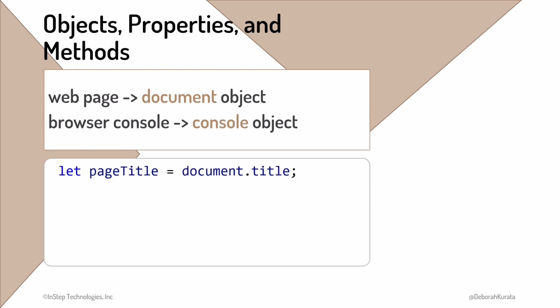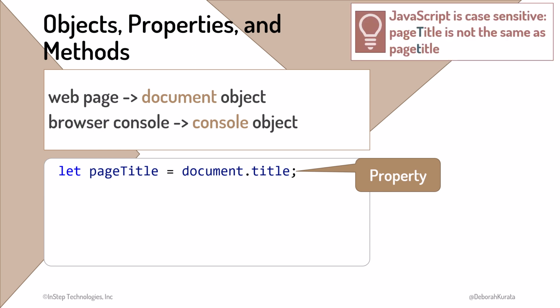To read the value of a property, we use the object name, a dot, or period, and the property name. Here we define a variable and use the title property to assign the variable to the document's title. An important note here, JavaScript is case sensitive. That means that a variable name pageTitle with an uppercase T is not the same variable as pagetitle with a lowercase t. So take care when spelling, casing, and typing your variables, objects, properties, methods, and statements.